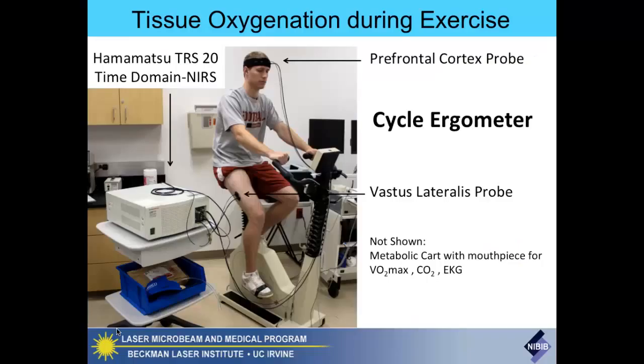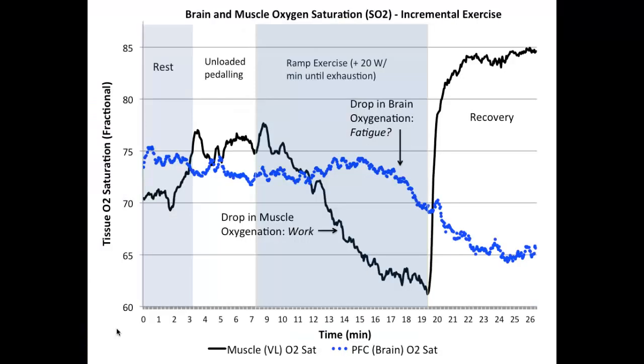This is what's called a cycling ergometer. There's an increase in resistance, 20 watts per minute, and it's ramped up until you're exhausted and can't go any further. This is not Warren. This is another subject. This is not an adult. This is a kid because we're looking at kids. So this is the brain tracing, brain tissue oxygenation in the frontal cortex. And this is the muscle.